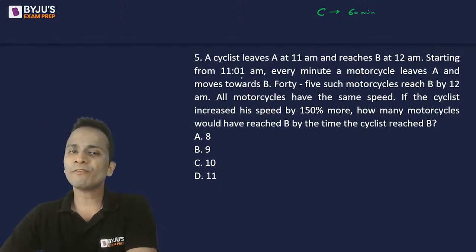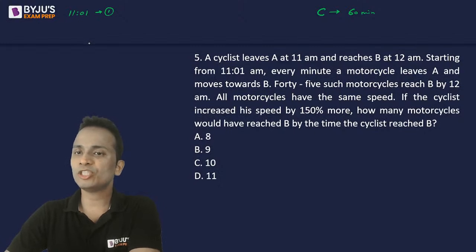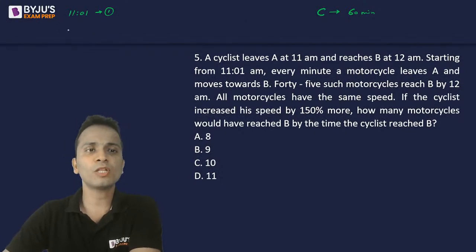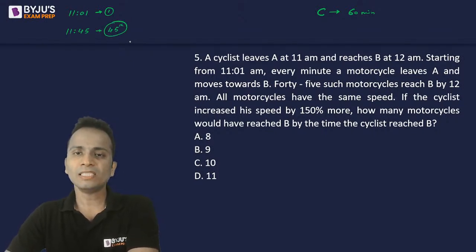Okay. Now starting from 11:01, every minute a motorcycle leaves A and moves towards B, and 45 such motorcycles reach B by 12 a.m. So the first motorcycle left at 11:01, and 45 such motorcycles reach B, and every minute a motorcycle is leaving. So the last motorcycle must have left at 11:45. 11:45 पे last motorcycle, that means the 45th motorcycle has left, and this 45th motorcycle must have reached at 12 a.m.